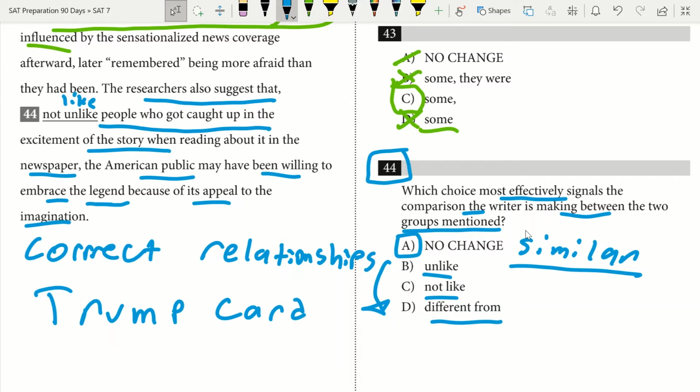Normally we would want to just say "like," because saying "not unlike" just doesn't sound well. We wouldn't normally say it. A has to be correct because it's the only answer choice that shows that they are similar. B, C, and D all show that they are different. Okay, so none of those can be correct.